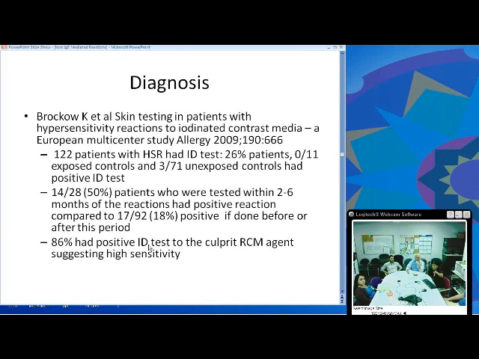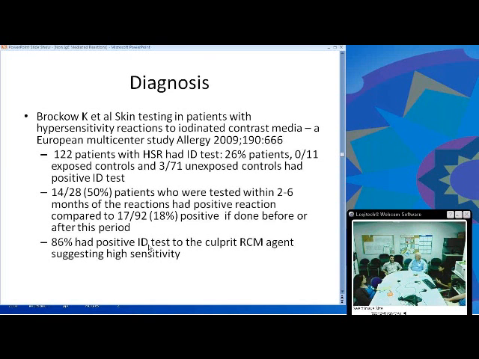No. The 86% is to the specific radiocontrast media that they had reacted to. They tested a lot of other radiocontrast media for all these patients. Some were positive for other radiocontrast media and not for the one they had reacted to. But it's 86% of the 26%. It's kind of confusing, because when you look at it, you think 86% of these 100, but it's really 86% of 26%.